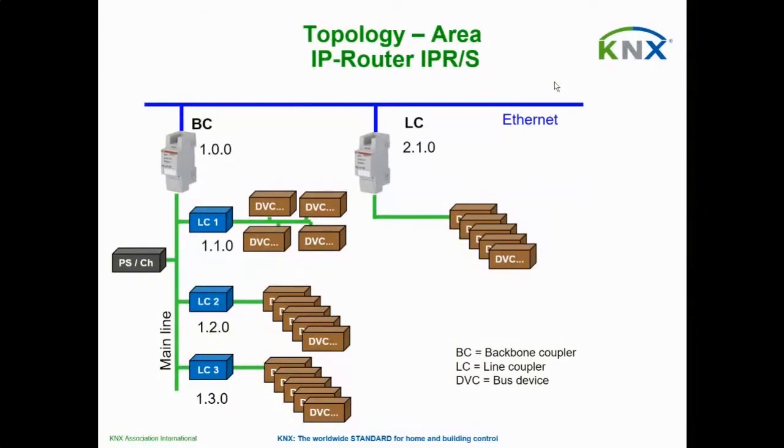Rather than use a line coupler in our project, we can use the ABB IP routers as line couplers. In this case, you see we have an IP router on the top used as an area coupler, so it's 1.0.0. On the right-hand side, it's used as a line coupler. So we're going direct from the line on KNX and bringing out Ethernet traffic in KNX. On the left-hand side, we've put the whole area in behind the backbone coupler. On the right-hand side, we've just made it into a line coupler.